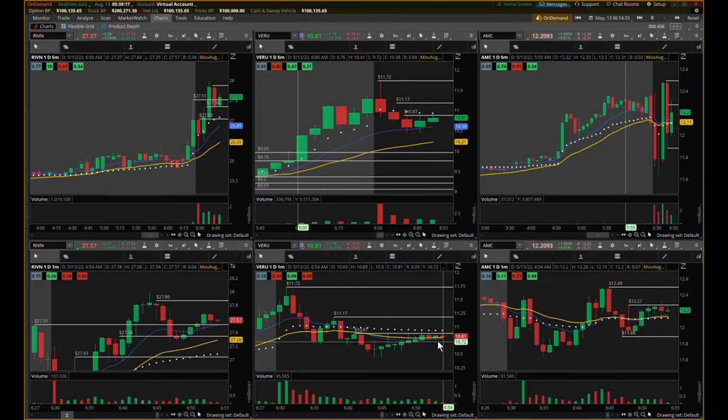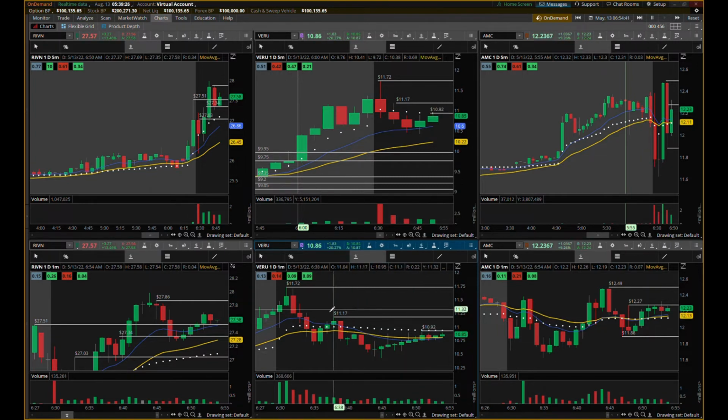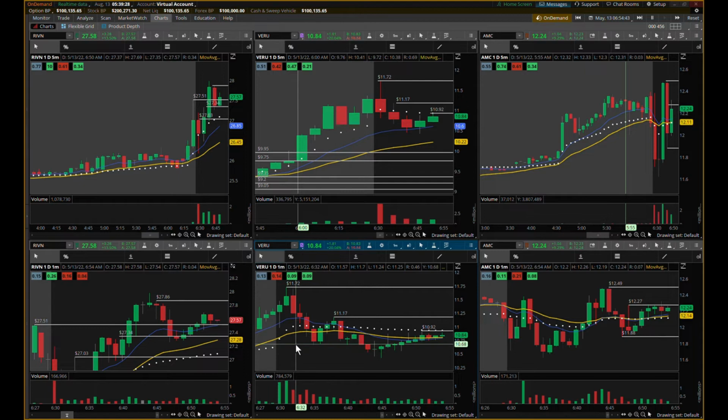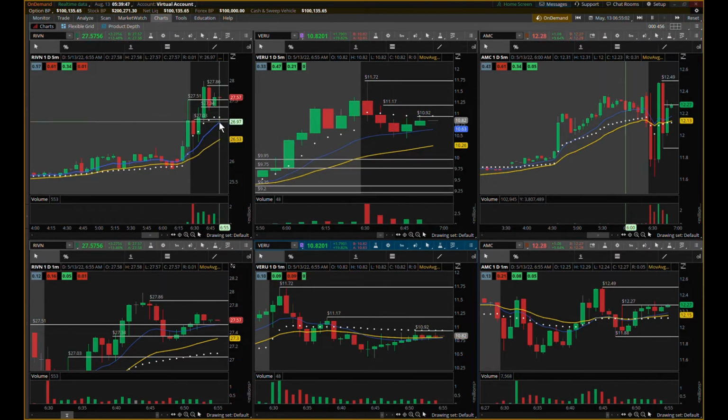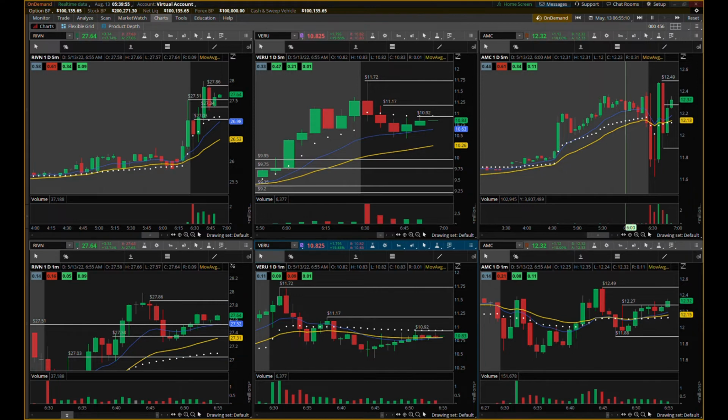So we got a resistance. I'm gonna move this line, and I'm gonna move it to here. I would like to see a break over 1117 on some strong volume. This one I'm thinking may pull back more. Oh, wait. We're at the end of that 5-minute candle. No, this looks pretty good for maybe a move higher now. But I'm not gonna do it.